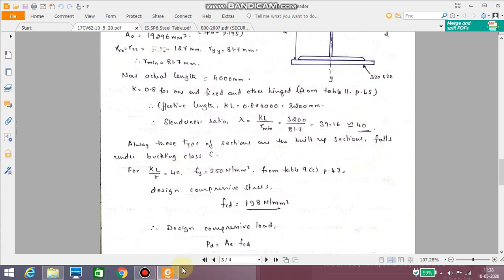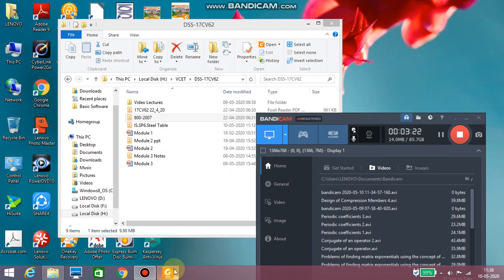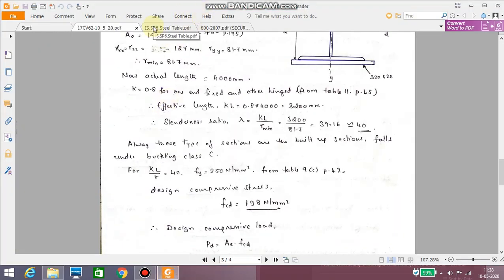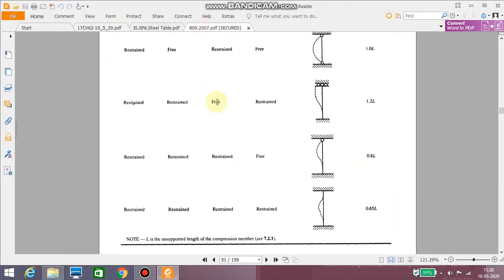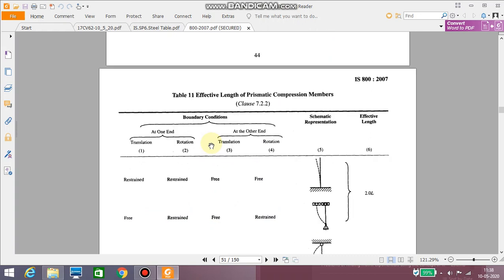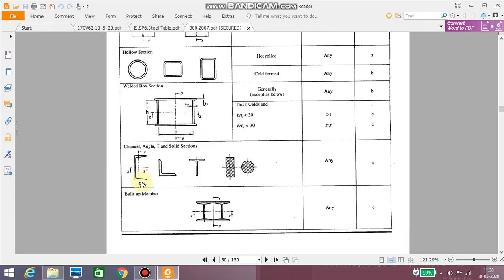Always these built-up sections fall under buckling class C. In table number 10, you can see here the built-up member. Built-up members always fall under buckling class C. So we don't need any other dimensions to decide the buckling class. Directly we can write it is buckling class C.